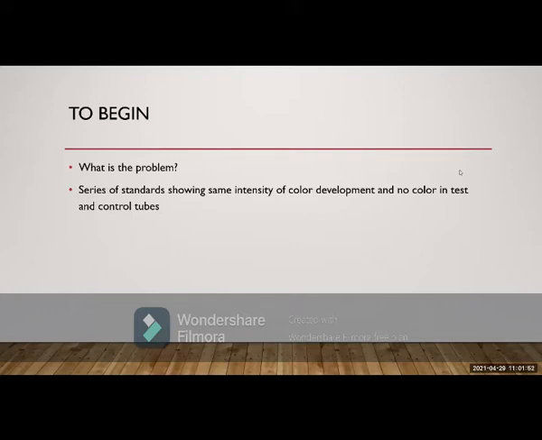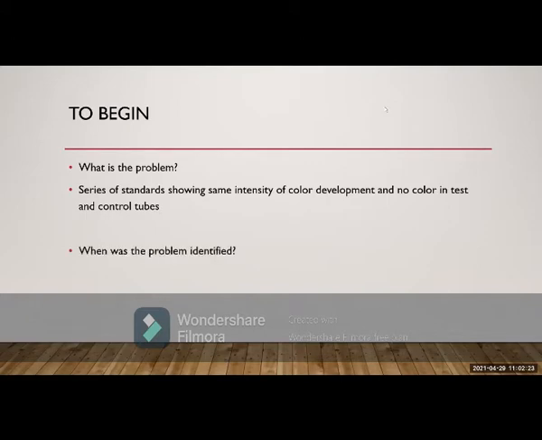The second part of the problem was that the test and control tubes that we had incubated earlier were showing no color at all. It was colorless, just like the blank solution. Despite adding all the solutions and following the protocol properly, you are not observing any color development in the test and control tubes. At the same time, the intensity of the color development in all the standards was the same. So that was our problem.